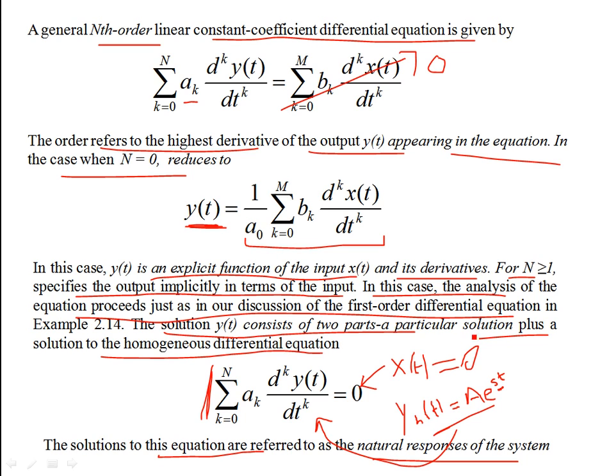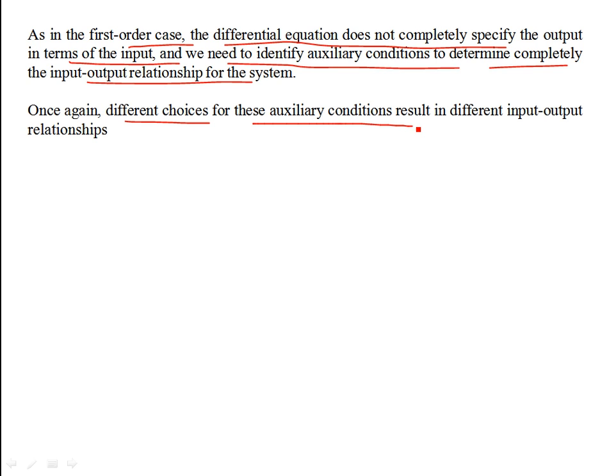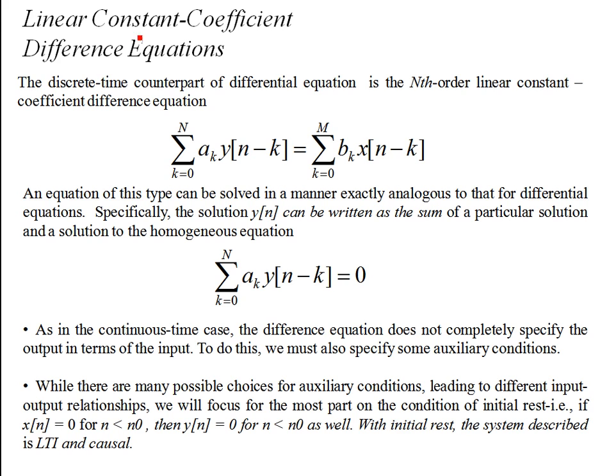So y(t) is again going to consist of two parts: a particular solution and a solution to the homogeneous differential equation. As in the first order case, the differential equation does not completely specify the output in terms of the input. We need some additional information to determine the complete input-output relationship for the system. Once again, different choices for these auxiliary conditions result in different input-output relationships, right?